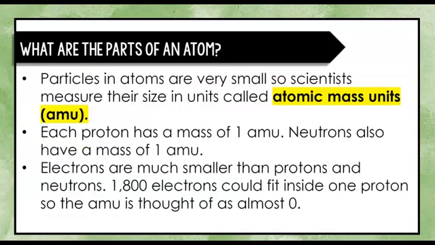Now, these particles are actually very small, so scientists measure their size in something called atomic mass units, or AMU. Each proton has a mass of 1 AMU, and each neutron also has a mass of 1 AMU. However, electrons are very, very small. They're so much smaller than protons and neutrons that 1,800 electrons could fit inside a single proton. So the atomic mass unit is thought of to be 0 for electrons.